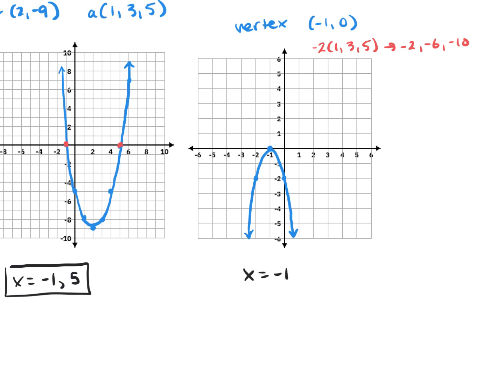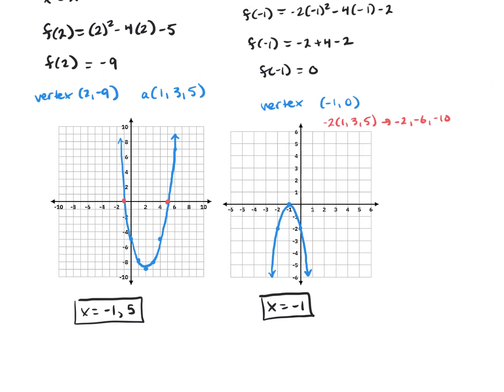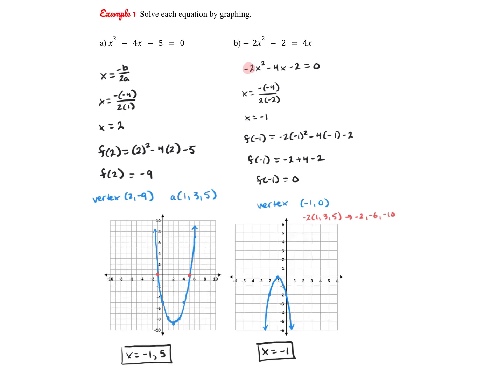So it's very possible that we have two answers for these types of problems, but it's also very possible that we have only one answer or even no solution. Imagine if we had a downward facing graph and the vertex was below the x-axis, it would never cross your x-axis and you'd have no solutions. I do want to point out that we would call this a double root. It's kind of like we have the same answer twice, although we only write it once. And then we'll come back to that later on in this chapter. So here you can see how we can solve quadratic equations by graphing.